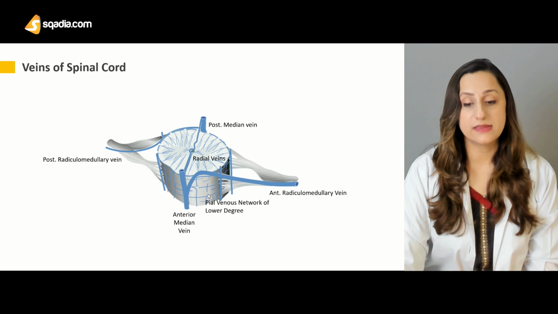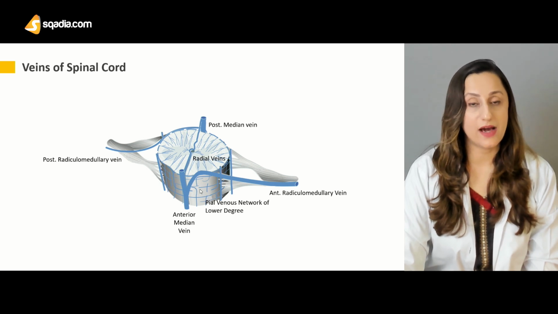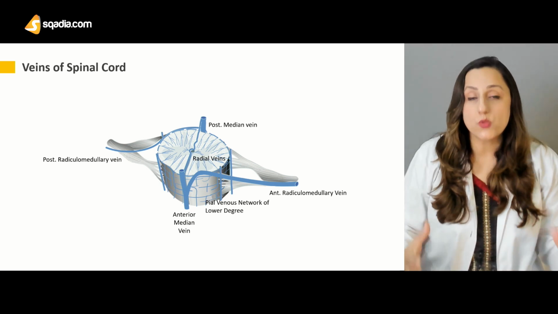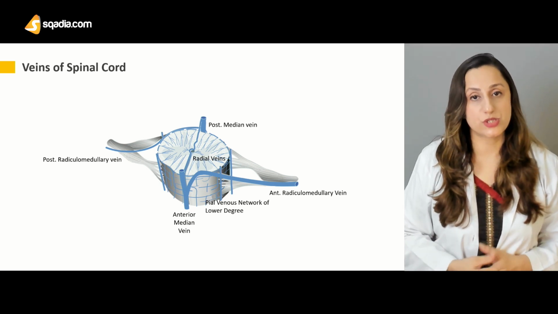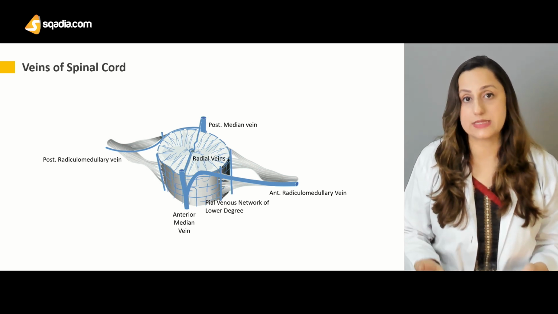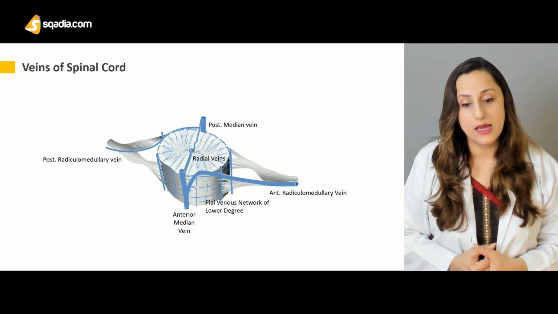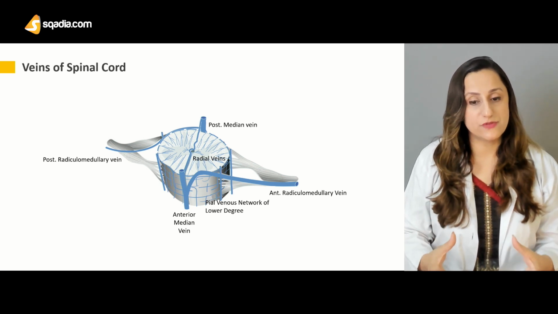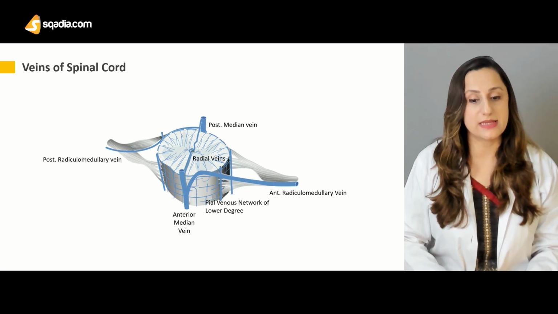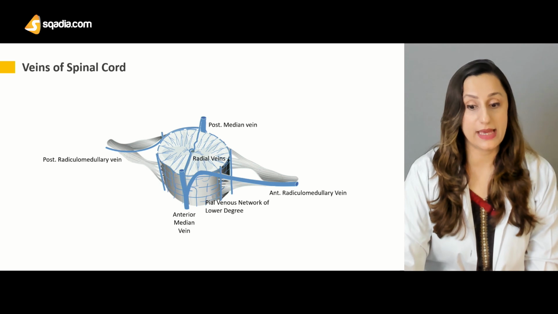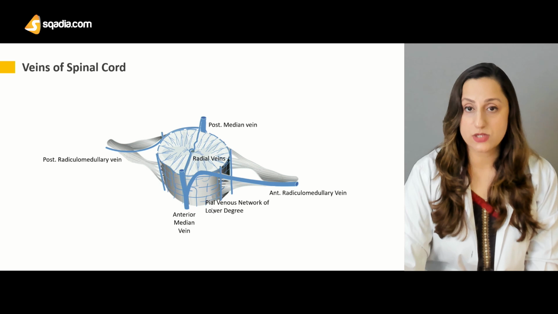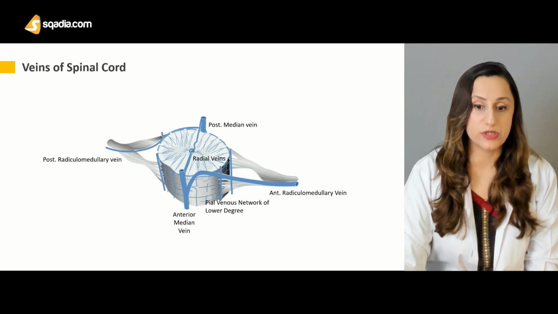Then this is a pial network. So as we studied, we have a vasa corona or arteria vasa corona, which is basically a network formed by the anterior and the posterior spinal arteries. And over here, we have a pial venous network as well that goes hand in hand, which is basically formed by the subdivisions or the communications between the posterior median vein as well as the anterior median vein. And these communications are going to provide a network-like venous drainage and is present only at a lower degree.